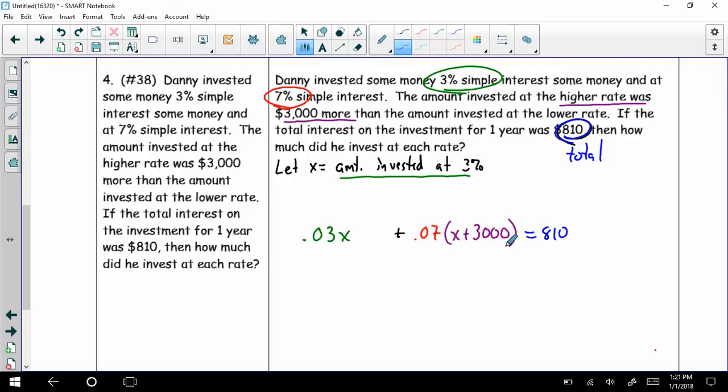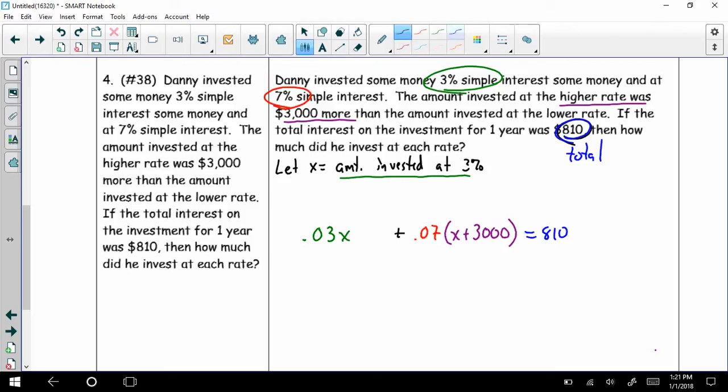If you would have flip-flopped your let statement and said that X was the amount invested at 7%, this would have been X minus 3,000, and this would have been an X. So it works the same way. You just would have to adjust and say, okay, well, it's got to be 3,000 less than if you would have said let X be the amount invested at 7%. We didn't do that, so I'm going to erase it. That's my equation. From here, it's the same strategy that we've used consistently.